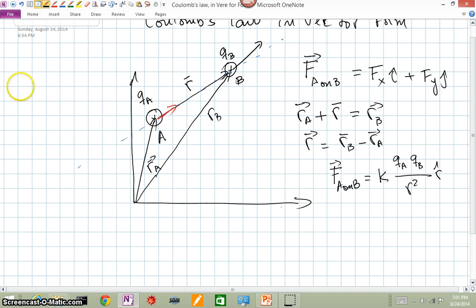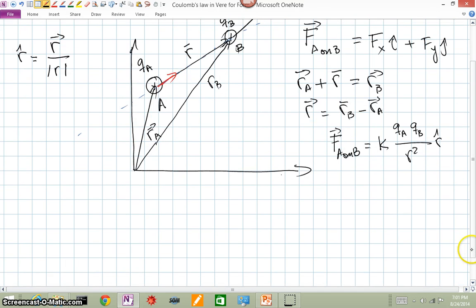So I need to get this R. Let's do it over here. A unit vector is defined as the vector R divided by the magnitude of the vector. That is your unit vector. So that's all that goes in here. So now let's start doing all the algebra here.